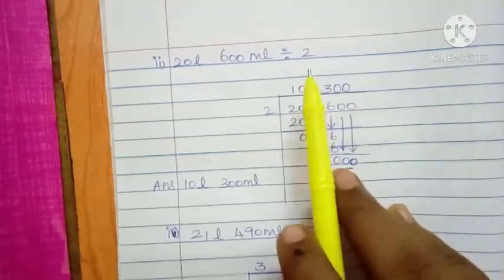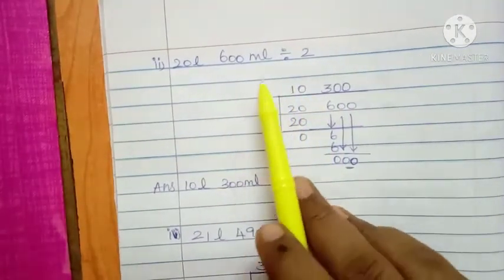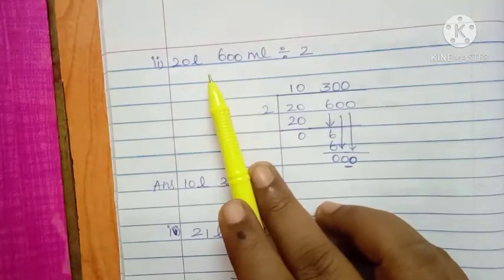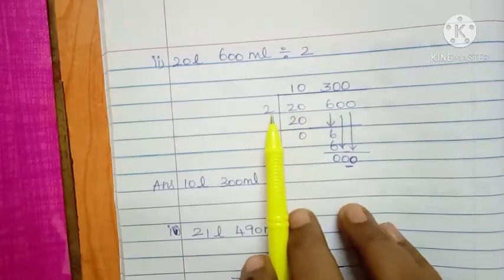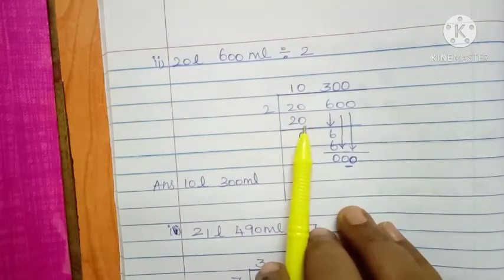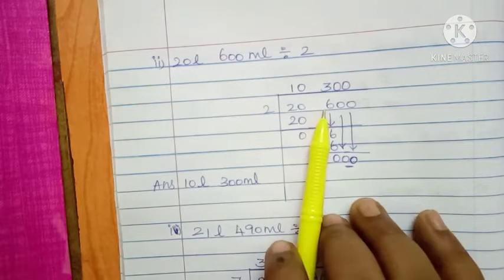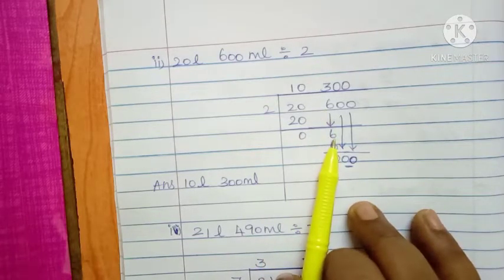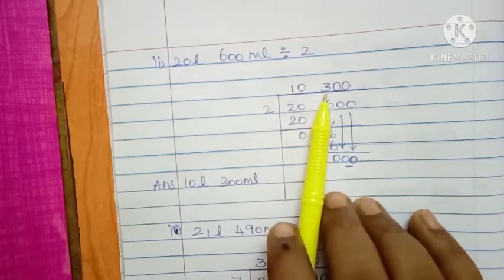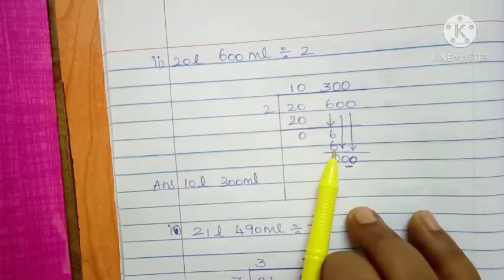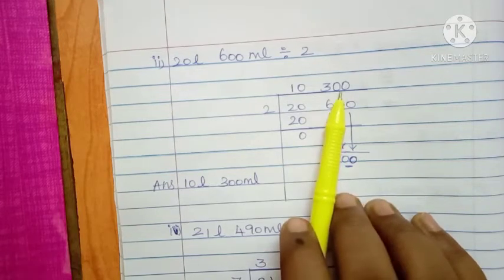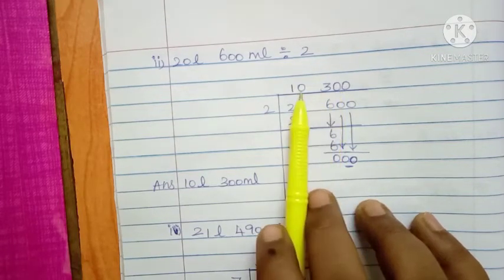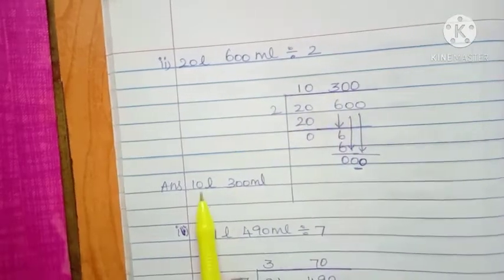Easy to understand, children. Already you did this in the division class. Easy to know. 20 liter 600 milliliter divided by 2. So 2 tens are 20. 0. Then 6 is taken out and written down. 3 2s are 6. So write the number 3. So 6, write down 0. Then again 0 is here. So join and write 2 zeros in the quotient. So 10 liter 300 milliliter. Then next one.